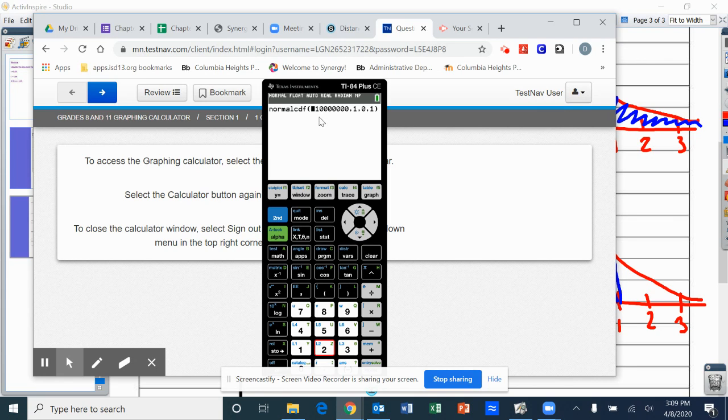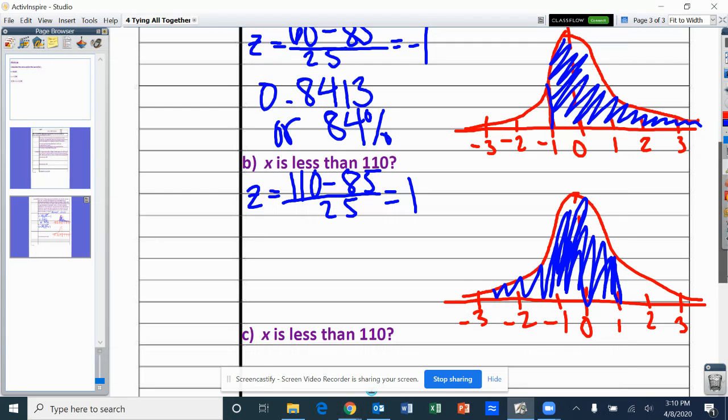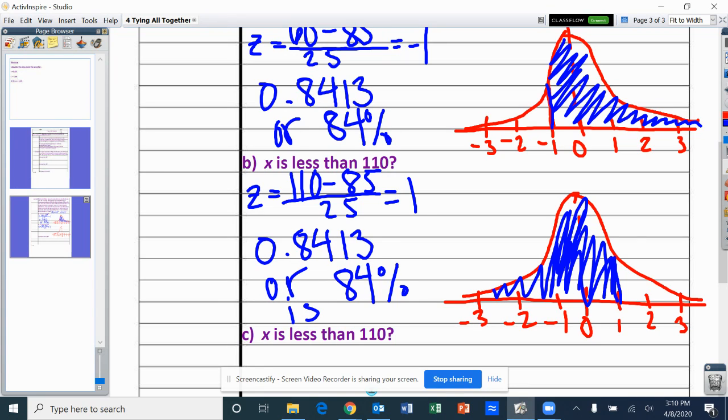Make sure you hit negative. And there you have it. Once again, we get 0.8413, or 84%, is less than 110.